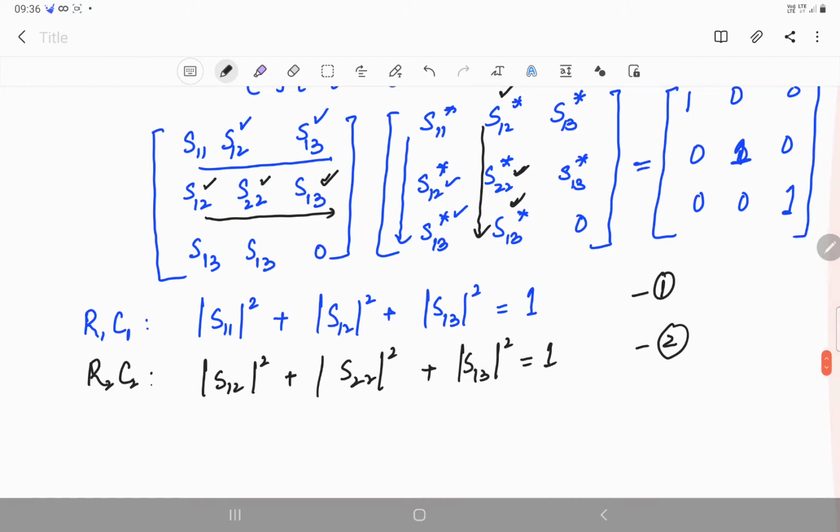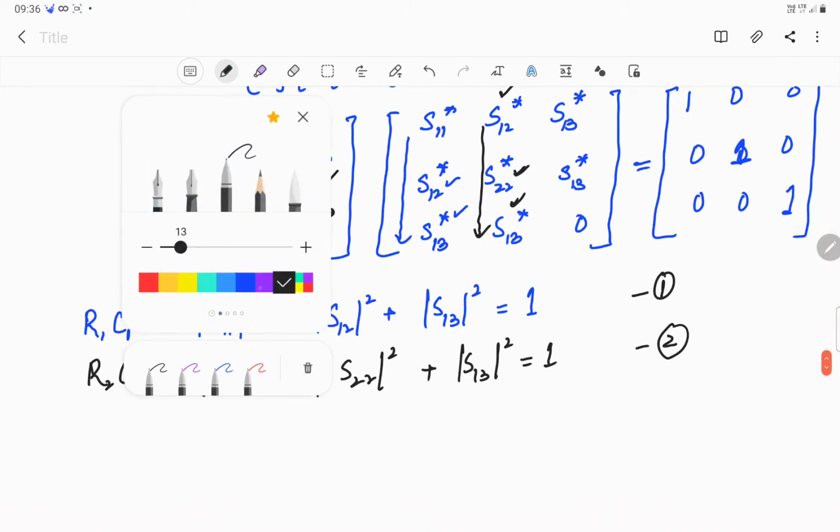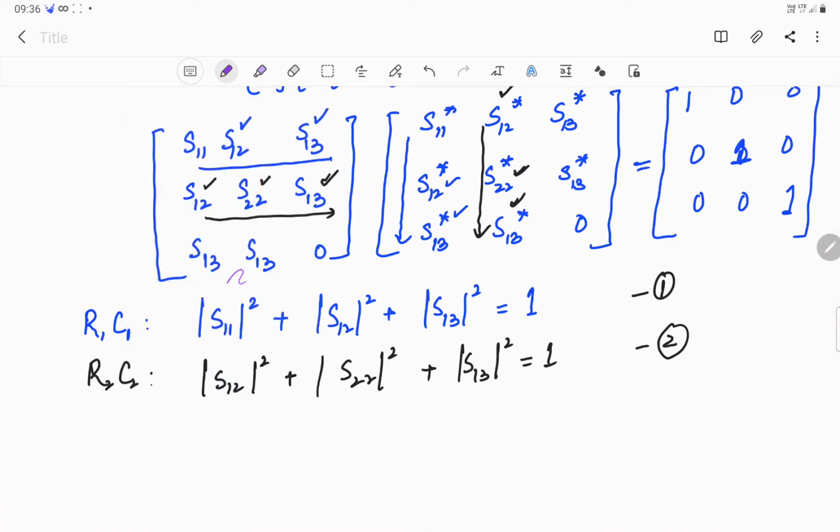So I can multiply row 3 with column 3. Row 3 is this, column 3 is this. See, when I multiply row 1 with column 1, I get this diagonal element. Then on multiplying row 2 with column 2, I get the second diagonal element, which is 1. Now I am multiplying row 3 with column 3, I'll get this third diagonal element 1.